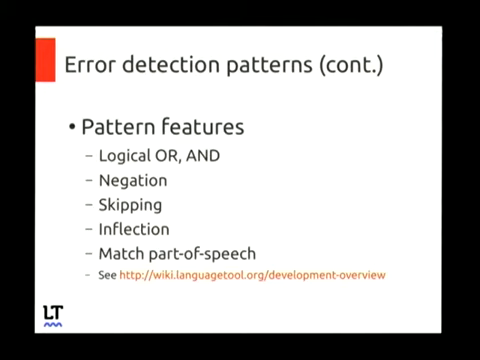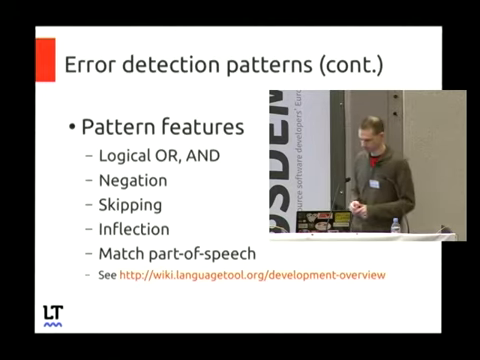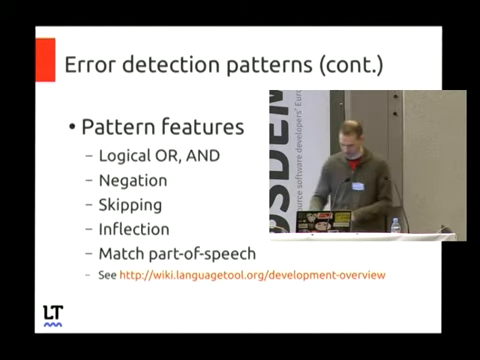Okay, that was a very simple example. Other things you can do in your rules are you can use logical and or, you can use negation, you can do skipping, like match a word, then skip over n words and then match another word. Or you can use inflection, that means do not just match the word walk, but also all of its forms without writing them all down. For example, for walk, it would match walking, walks, and walked. And you can match part of speech patterns, like match all verbs, or match only all third-person singular verbs. And that's described on our wiki in detail.